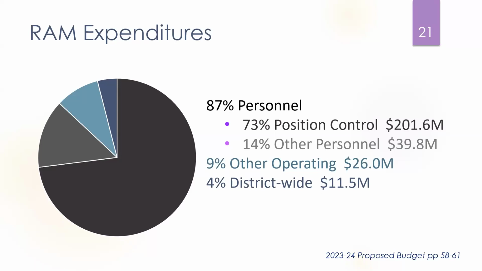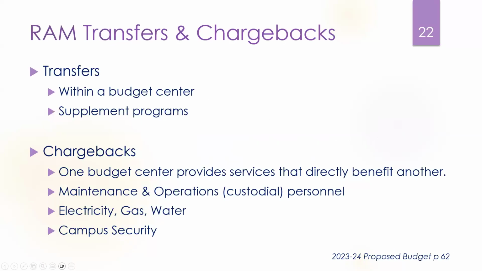So you can see we're really focused on people and maintaining the structure that we have to support the positions that we've got. The model also includes the end stretch of the student-centered funding formula model here. That also includes some transfers. Fred had mentioned some transfers that we might do within a budget center to supplement some programs, and also some chargebacks. So that's when one budget center provides the services that directly benefit another budget center, and we tell the other budget center, you should pay me for some of those costs.